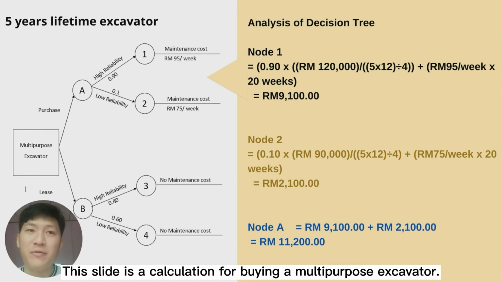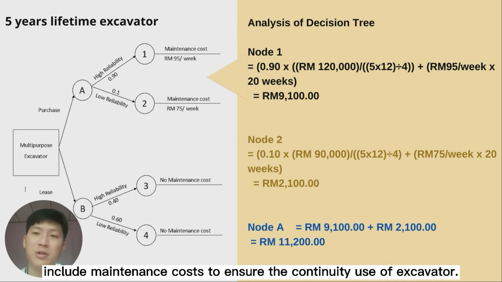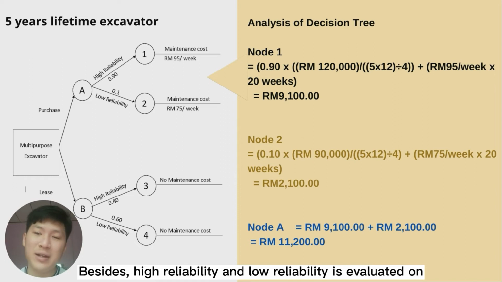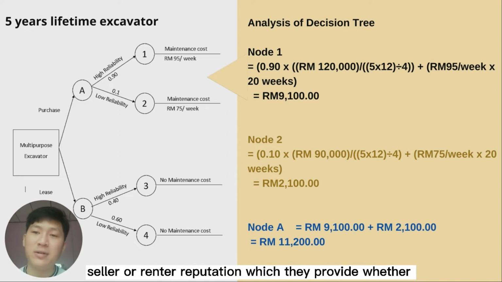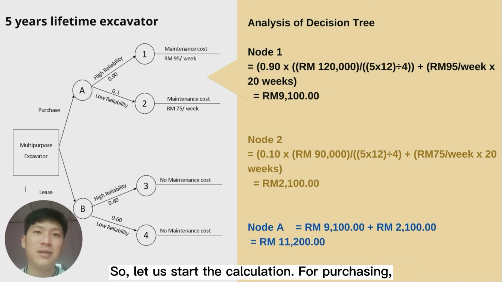The slide shows the calculation for buying a multipurpose excavator. Note that if IZZA buys the plant he will need to include maintenance costs to ensure the continued use of the excavator. For purchased plants, the expected lifetime is about 5 years. Besides, high reliability and low reliability are evaluated on the seller or renter reputation, which provides whether good or lower standard quality of plants. So let's start.